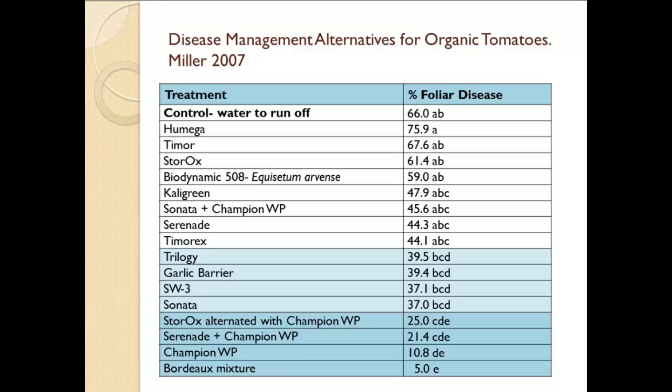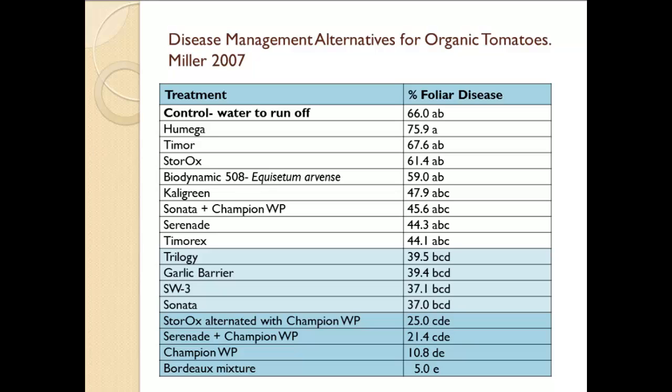This is a trial that was done by Sally Miller at Ohio State looking at several different treatments that are approved for organic agriculture on tomatoes and seeing how effective they were for foliar diseases. And you can see at the top there is the water control. They just sprayed with water to see how much disease they got, and they got 66% of the foliage infected by the disease. The one at the bottom there is Bordeaux mixture. That is a copper sulfate in lime that is allowed under organic production. And you can see it allowed for fairly good control of the foliar diseases.